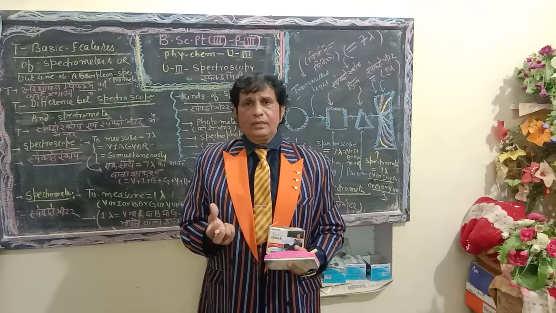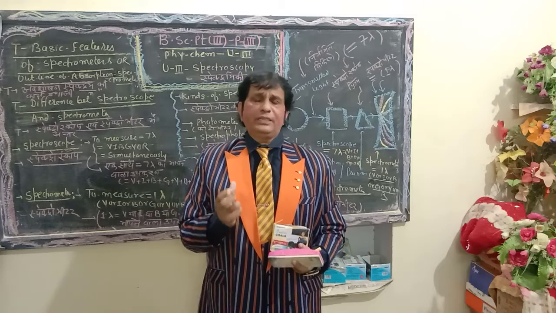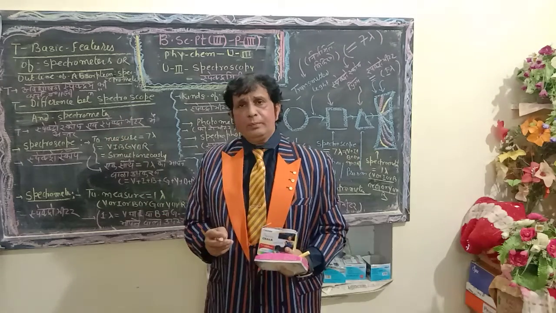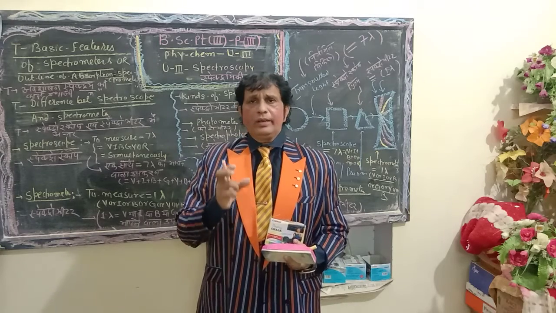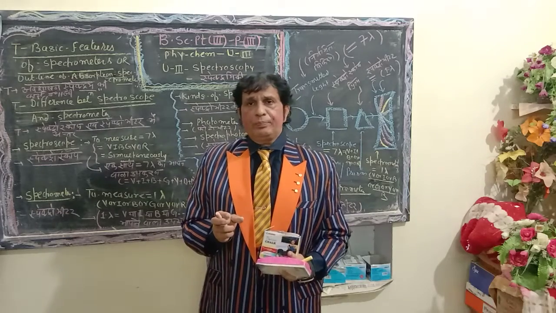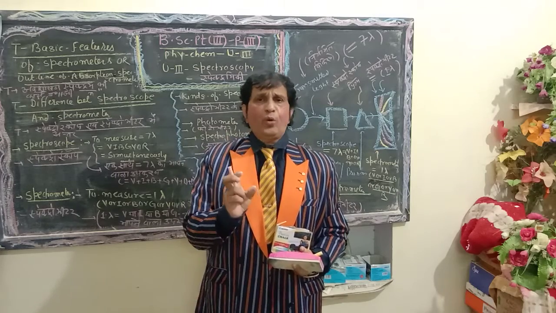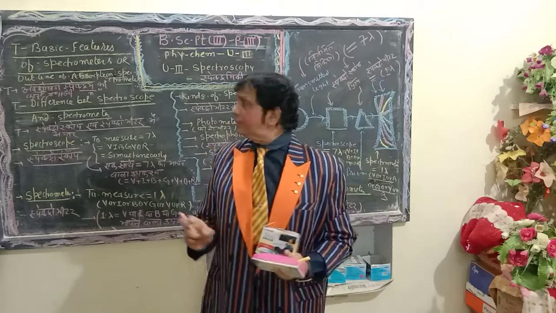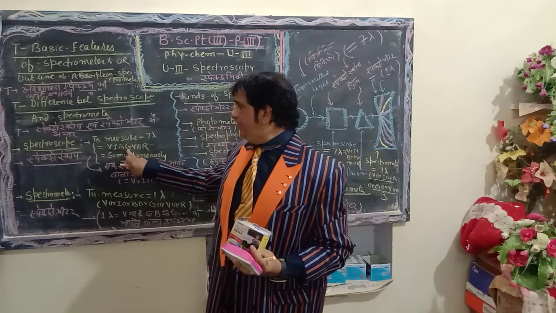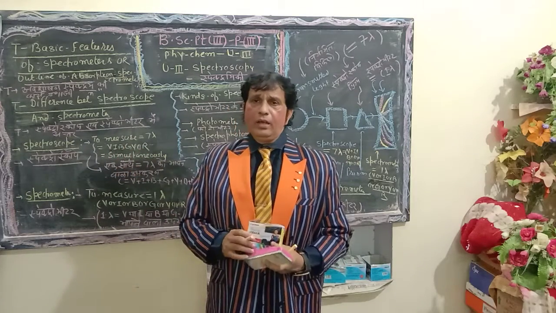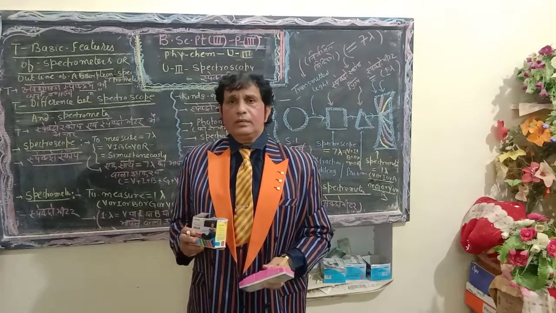What is the name of the device, the instrument, which gives us the necessary information for the production of various kinds of spectra? As we know, white light is the combined form, a group of various lights as VIBGYOR: violet, indigo, blue, green, yellow, orange and red. Now it becomes essential to separate the various spectra.